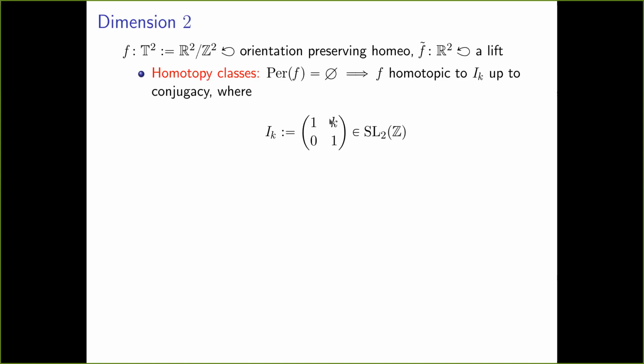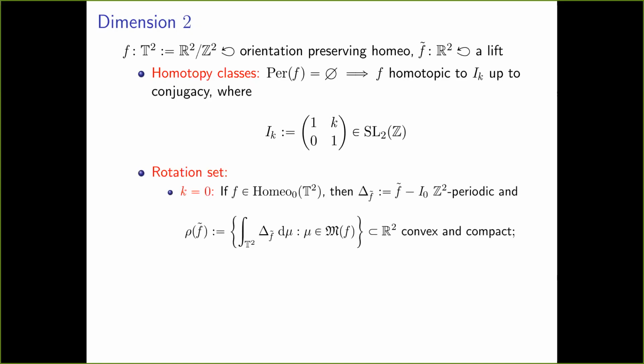And so I will distinguish these cases, and I will focus most of the time on the identity isotopy class. In the identity isotopy class, that is when k is equal to 0, you can try to imitate what Poincaré did in the one-dimensional case. You consider your displacement function, delta f, which now is Z² periodic. So it's periodic by any integer translation on the plane. So you can integrate this function with respect to any invariant measure.